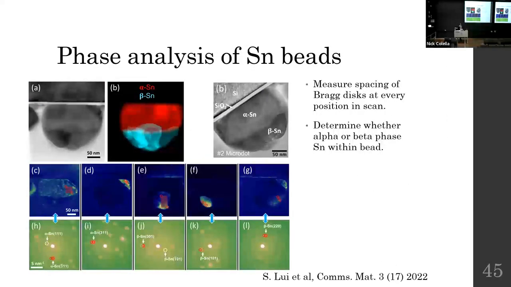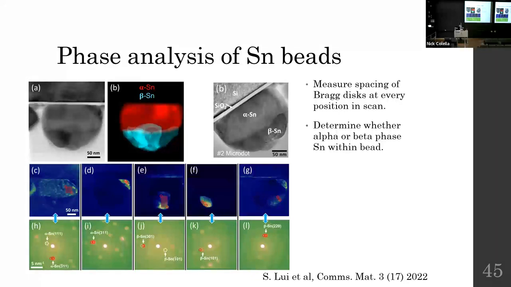Another application is the diffraction pattern. Well, we talked earlier about the d-spacings and how we can use that to identify what the material is. So in this example, which was done by a group at Dartmouth, they have these tin particles, and it can have alpha phase or beta phase tin. And those each have different sets of d-spacings.